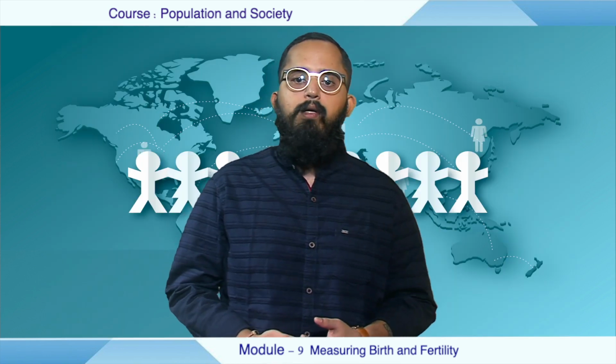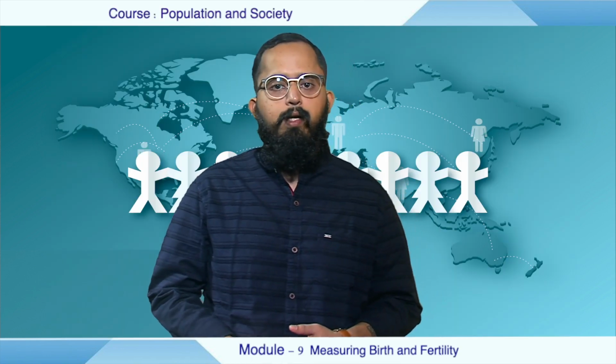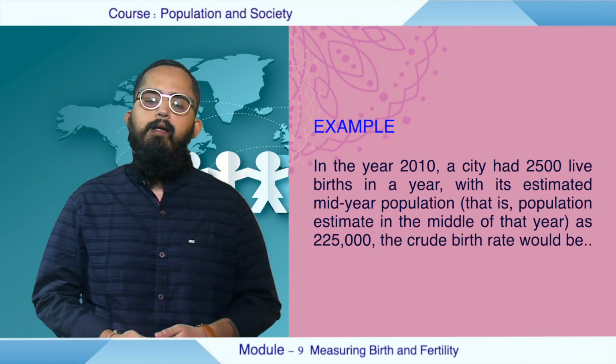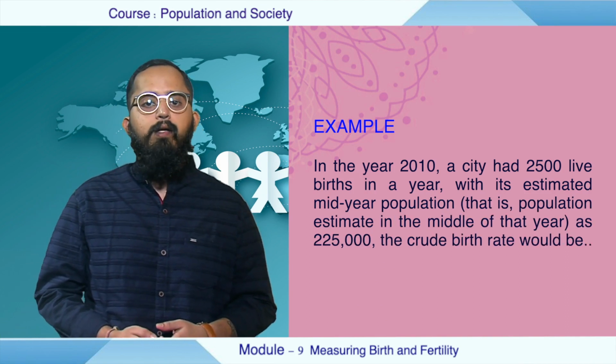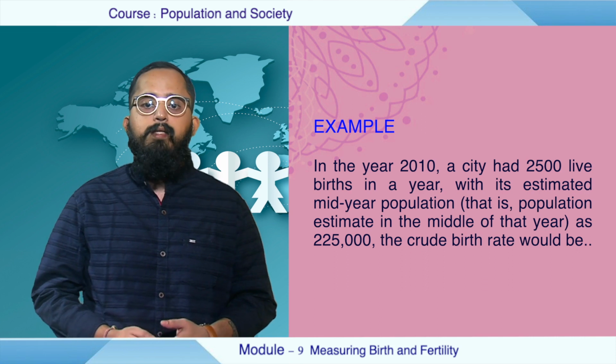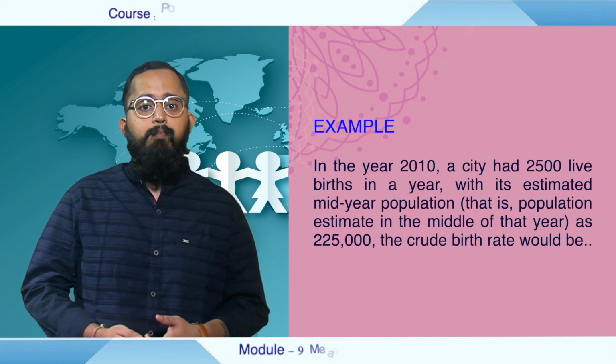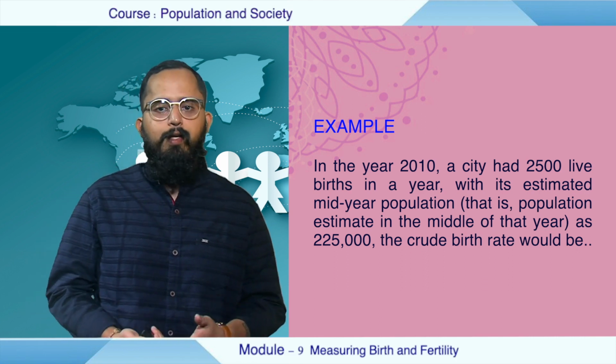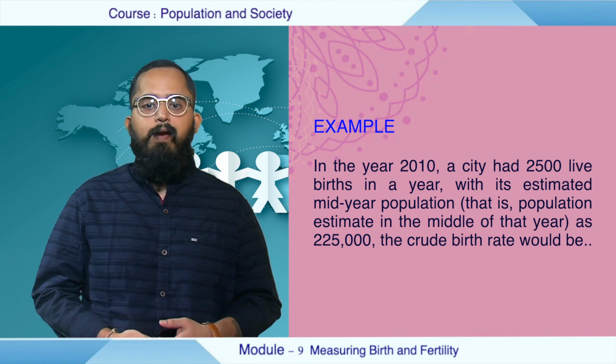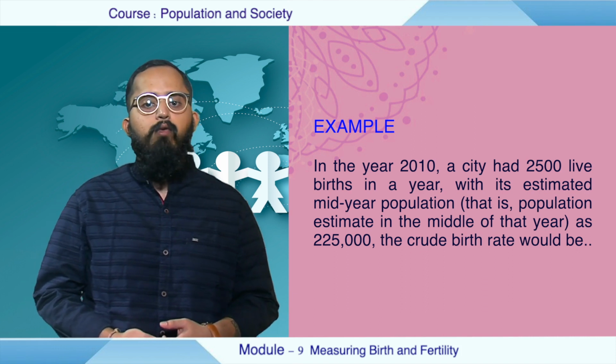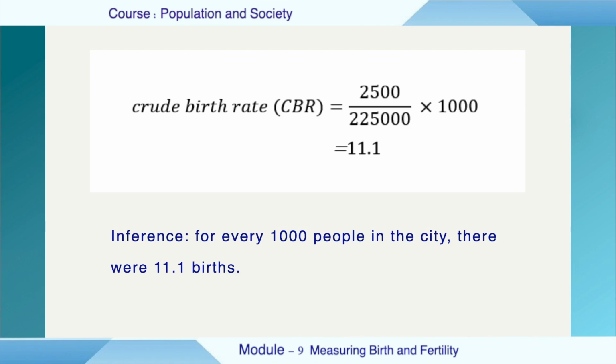Let us take an example to understand this particular crude birth rate. Now, suppose in the year 2010, a city had 2,500 live births in a year, with its estimated mid-year population, that is the population estimated in the middle of that year, as 2,25,000. Now the crude birth rate would come out to be 11.1. This means that for every 1,000 people in the city, there were 11.1 births.